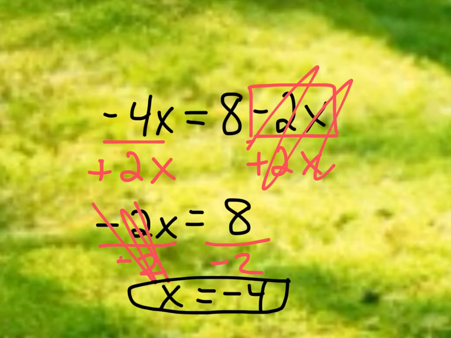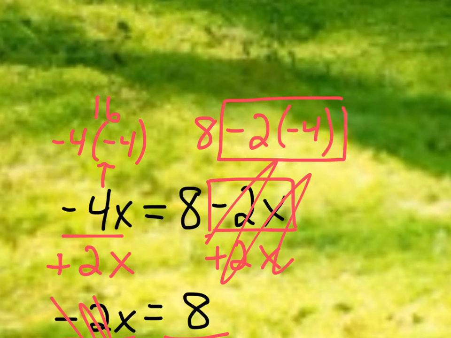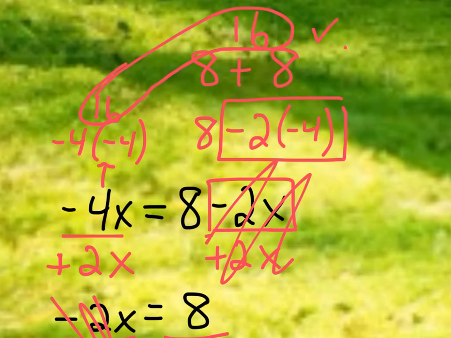Okay, so let's double check our answer real quick. On the left side, we'd have negative 4 times negative 4, which is positive 16. And on the right side, we have 8 minus 2 times x, which we figured out was negative 4. And if we multiply these together, we would get 8, and they're both negative, so it's going to be plus 2 times 4, which is 8, and 8 plus 8 is in fact 16, so we've definitely done it right. We've got the same answer on both sides.